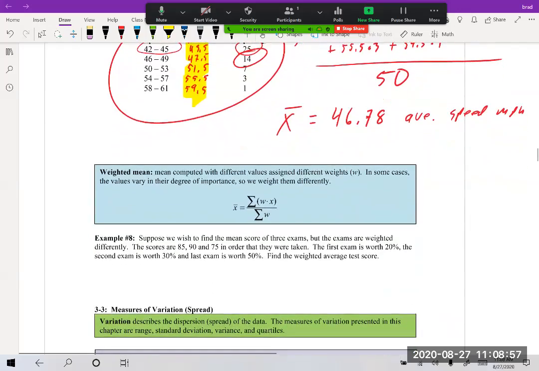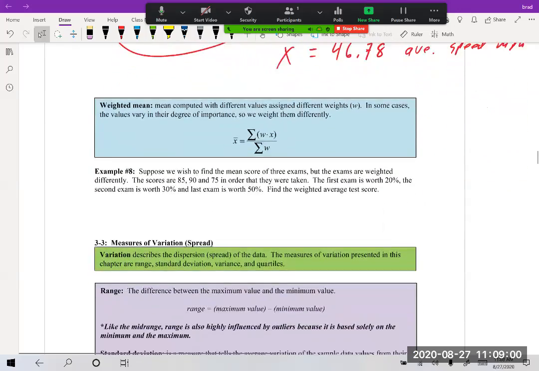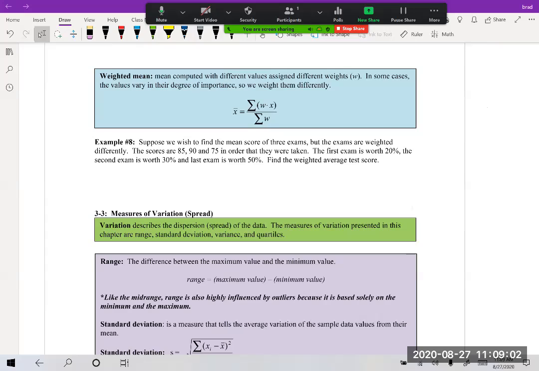Okay, let's see here. Weighted mean. This is something that some people do with tests when they say a final's worth 40% of your grade and a midterm's worth 30% of your grade. This is a weighted mean. So we can do this problem, and this shows us a similar formula for X bar.